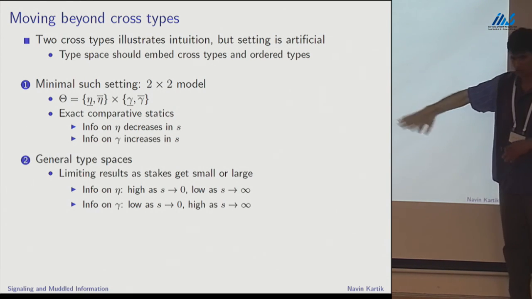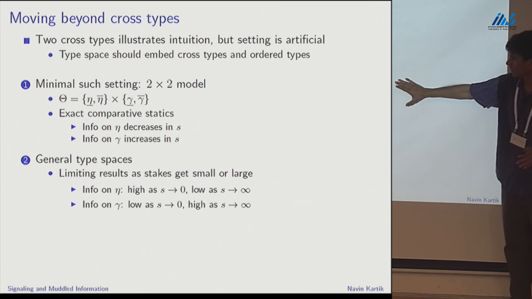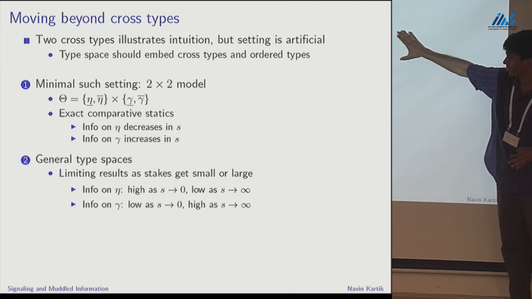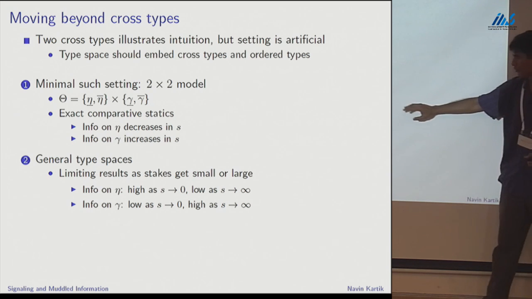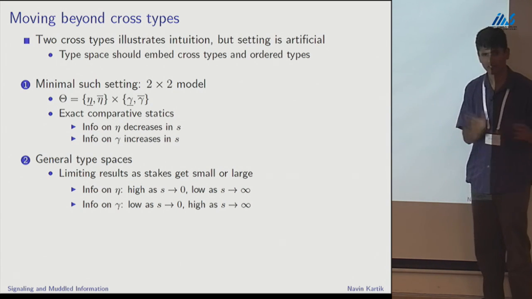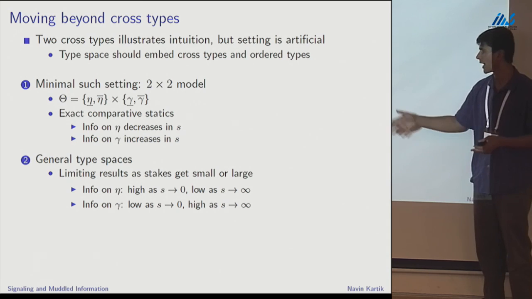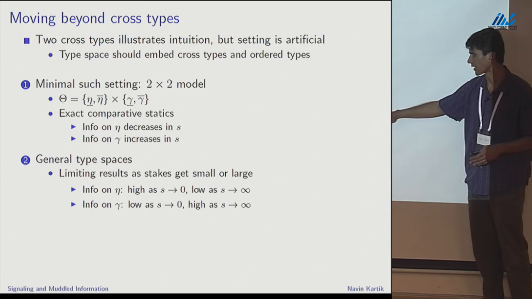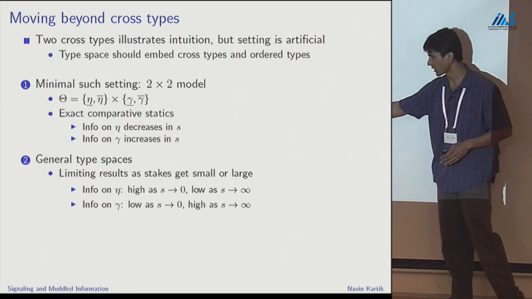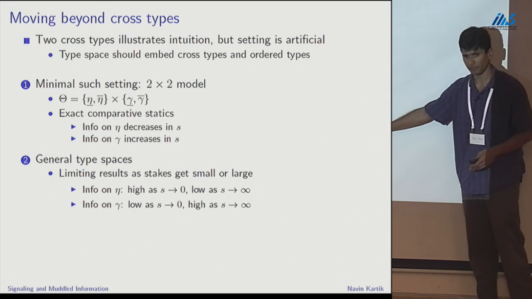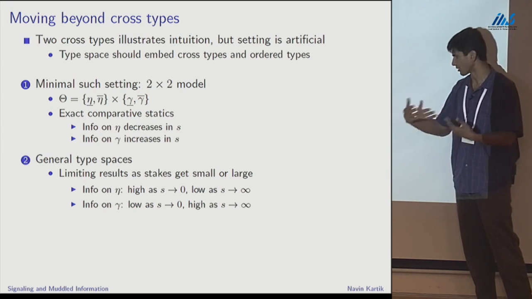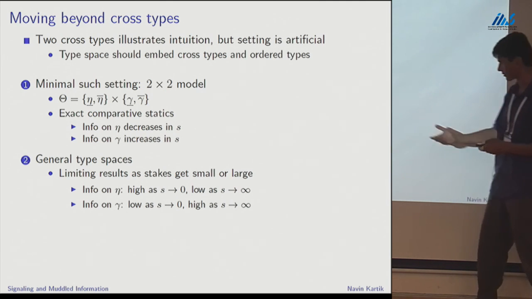Then one can look at more general type spaces, and here the way in which one can recover the intuition is to look at limits. We can look at limiting cases as stakes get very small and as stakes get very large. The idea is to show that if what you're interested in is the natural action, then as stakes vanish, you get lots of information. As stakes blow up, you get very little information. On the other hand, if what you're interested in is gaming ability, as stakes vanish, you get very little information. As stakes blow up, you get lots of information.